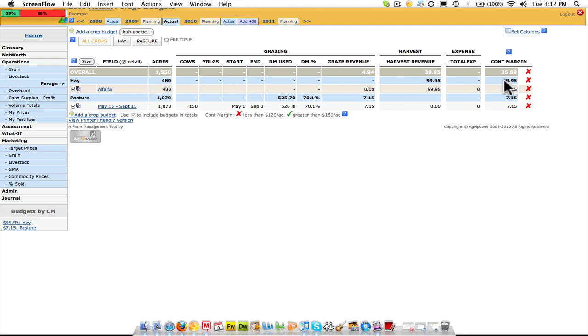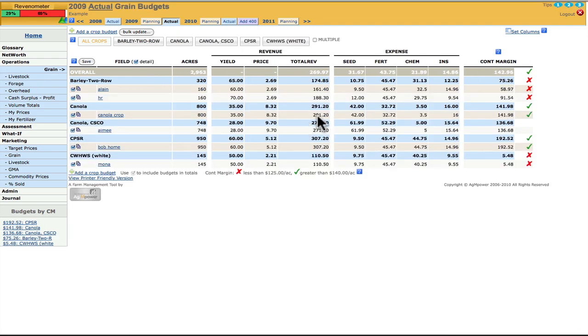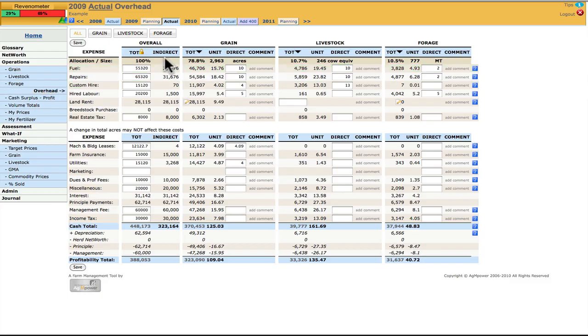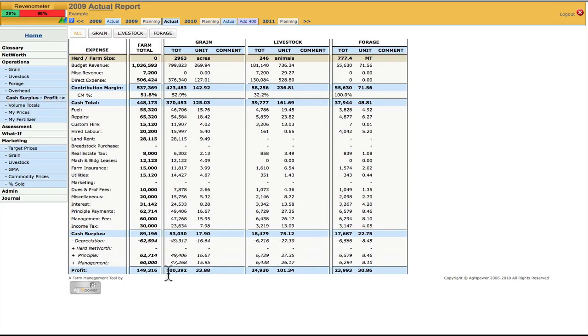So the contribution margin for the forage operation, for the grain operation, animal profit center, what's in common with all of these is that that is the gross profit of that profit center before overhead. We have to allocate the overhead associated with each of these enterprises. Then we go over to the cash surplus profit page, how profitable each enterprise is. All of those three enterprises together will then sum up to being how profitable the farm is.